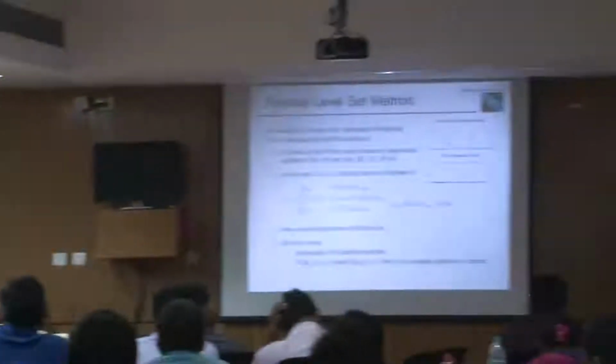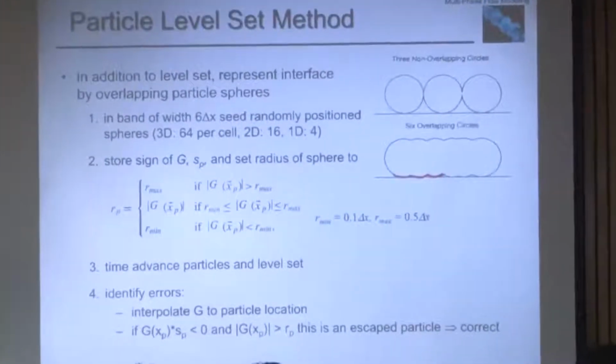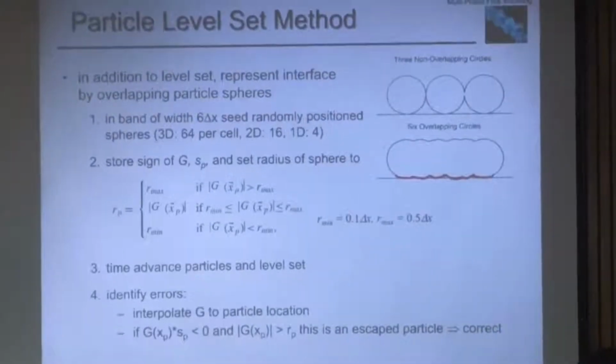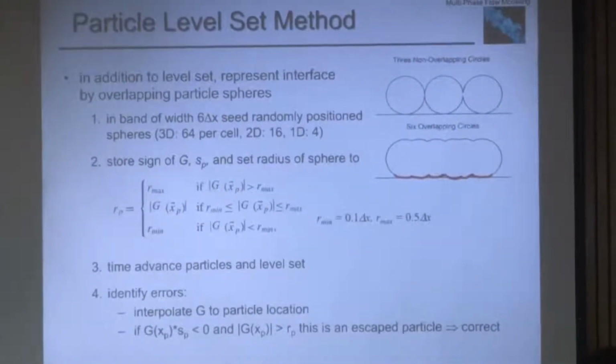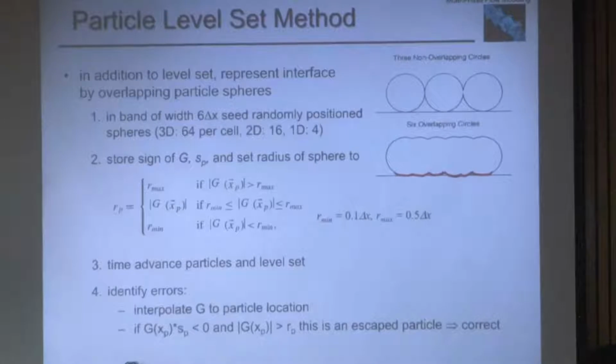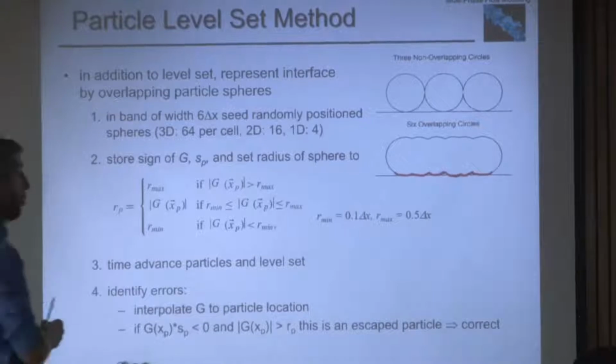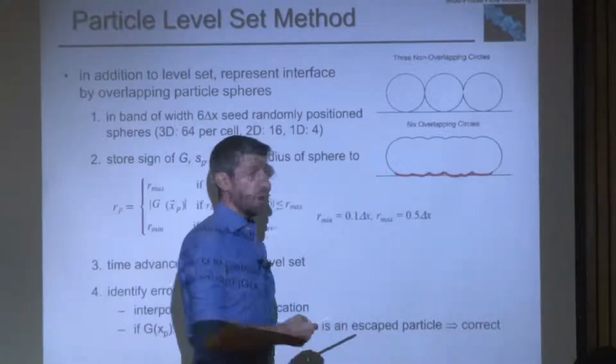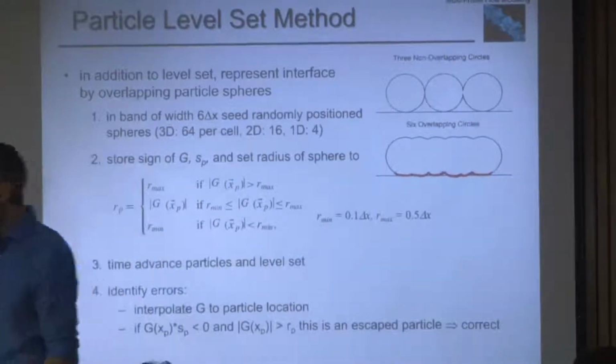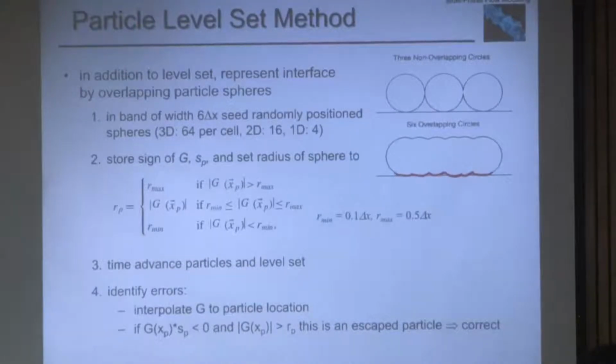If I have enough of them, you can see here that collection of little spheres ends up approximating reasonably a flat surface. So provided you have lots and lots of those particles, you should be able to have some decent representation of where the interface lies. Those particles are close to the interface. You're going to transport them at the same velocity as the interface. And you're going to use those particles to correct your level set when it's wrong.